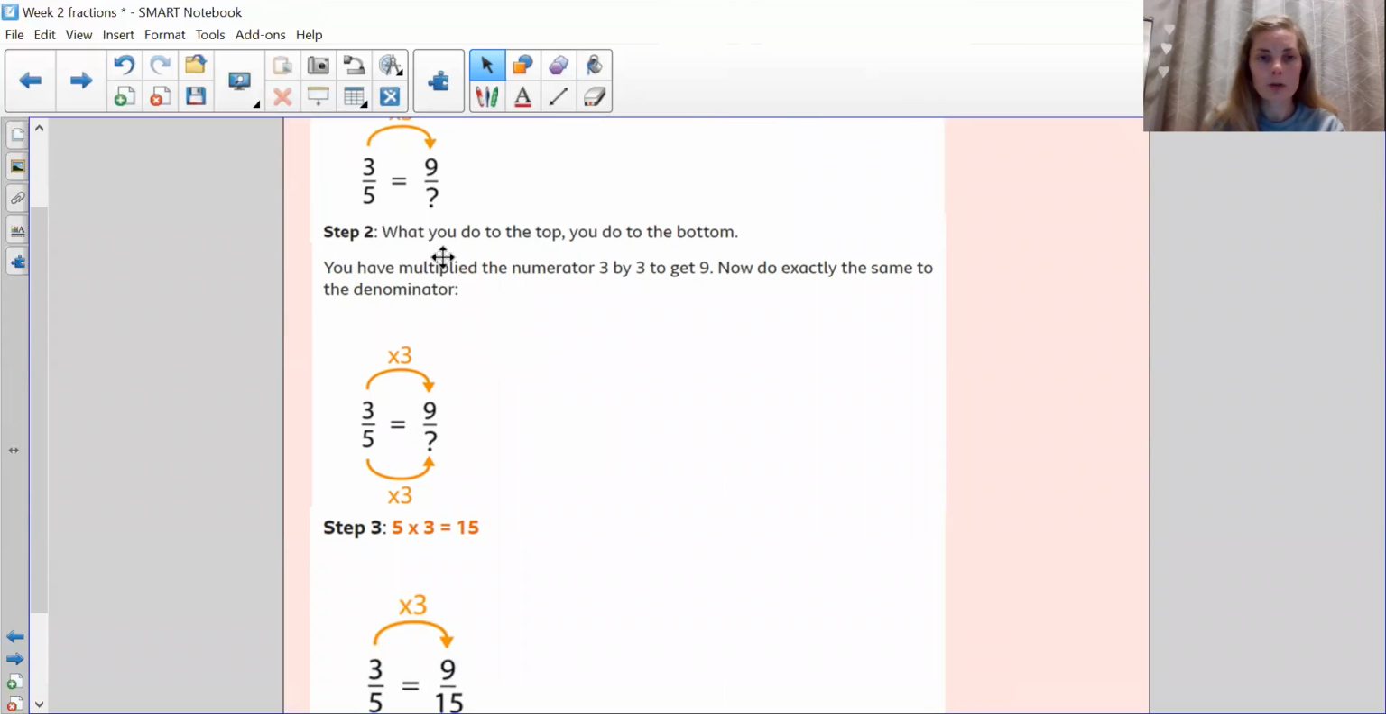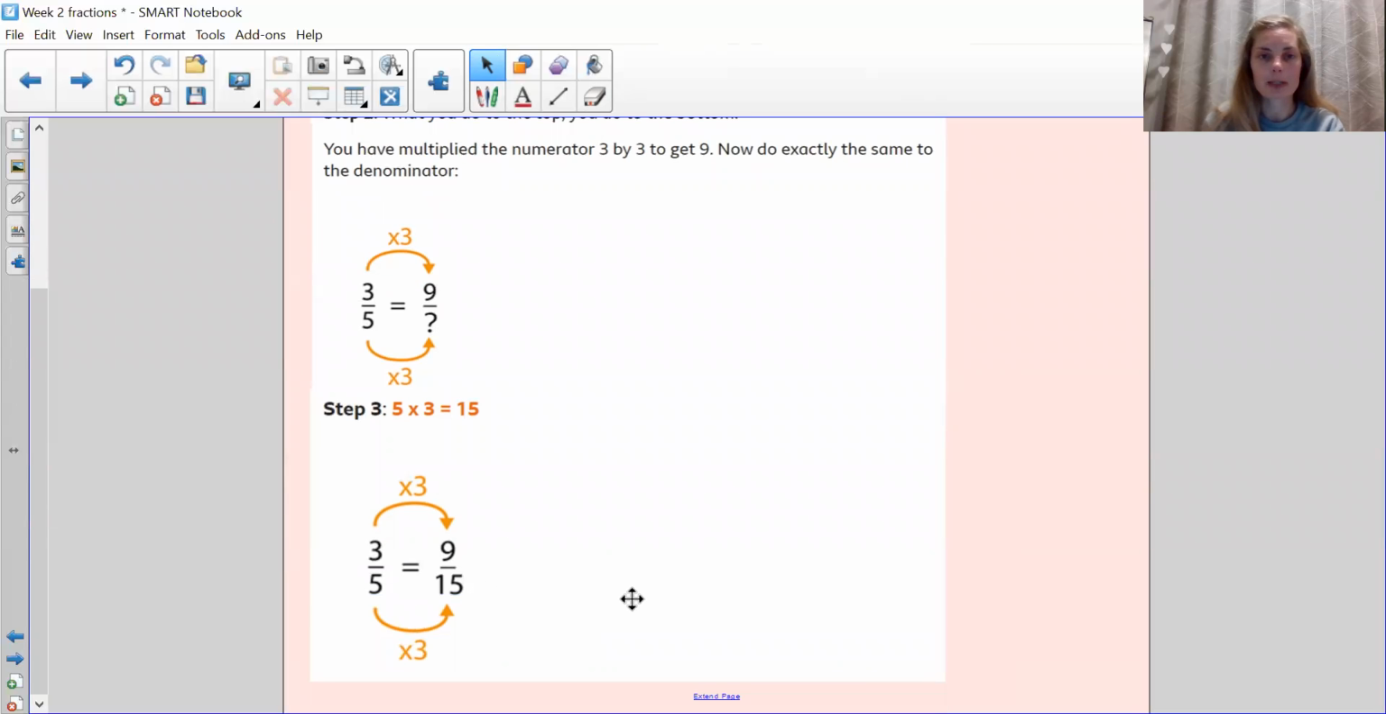So the very important rule is, whatever you do to the one number, in this case the top number, you need to do to the bottom. And it has to be exactly the same, okay? You're not going to change the numbers all of a sudden. So I said 3 multiplied by 3 is 9. Then I'm going to say 5 times 3 is, and hopefully you'll get 15.